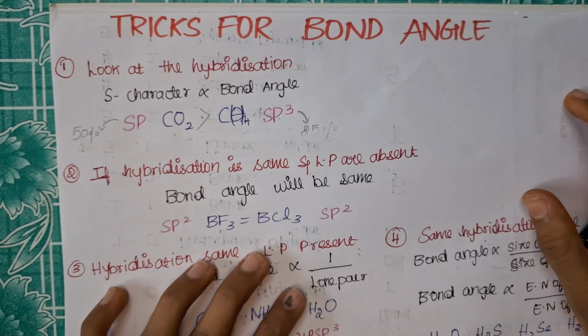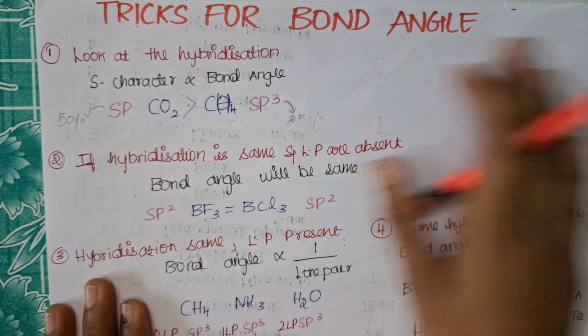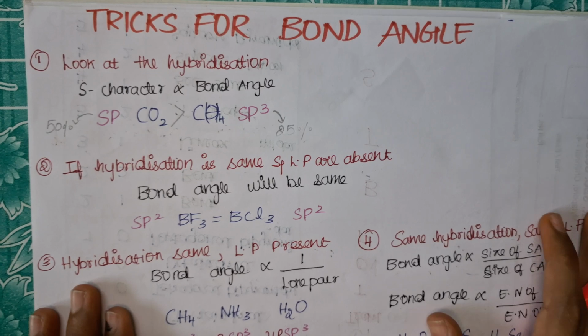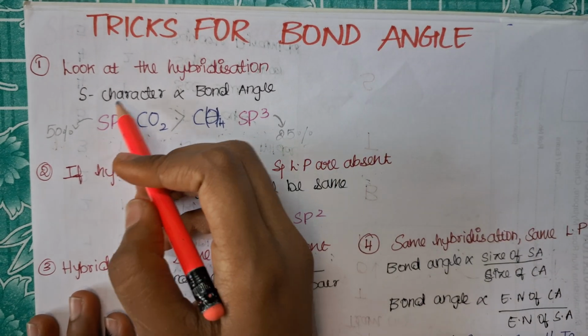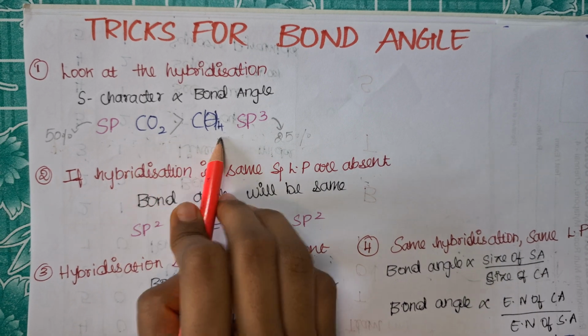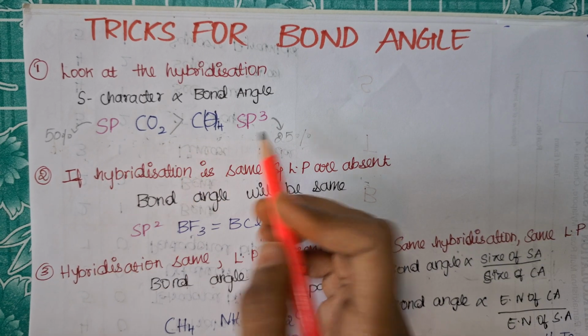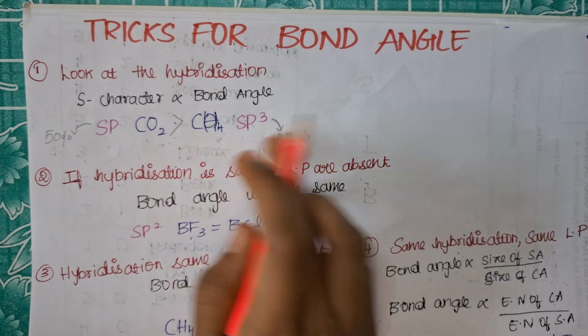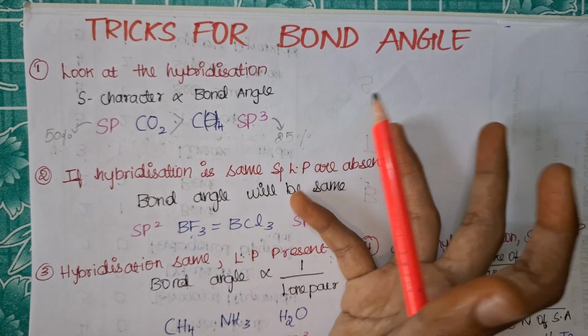Now we will move on to the next one, that is tricks for your bond angle, okay. This is containing 4 types. Listen to this properly, it is easy only. Yeah, the first type is whenever you are having 2, let's say CO2 and CH4, and they are asking which is having the more bond angle, or arrange according to the bond angle in the increasing or decreasing way.